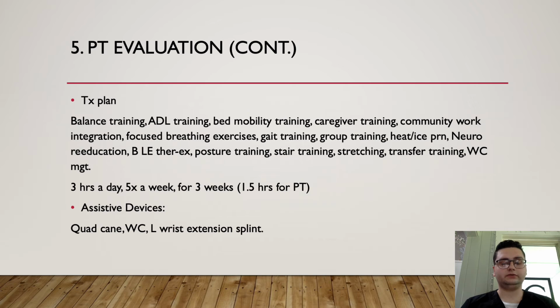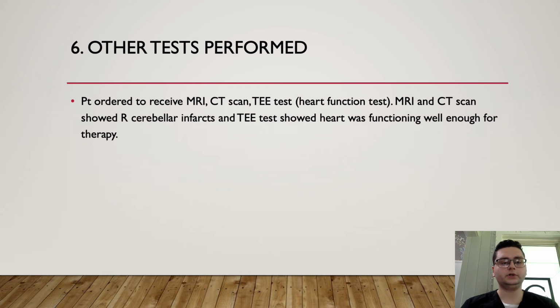And the assistive devices that we wanted to use was a quad cane, of course a wheelchair, and this particular patient had quite a bit of left flexor tone in their upper extremity. So a left wrist extension splint to try and straighten out that wrist was also something that we worked with as well.